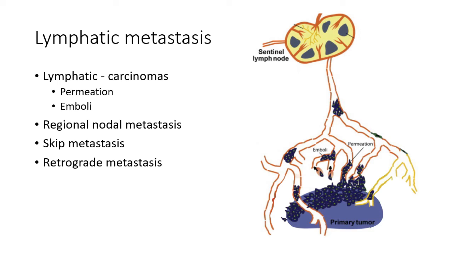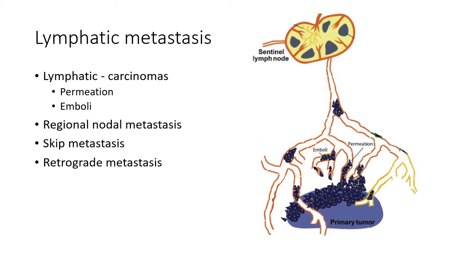In lymphatic emboli, what happens? Some part of the primary tumor gets detached and it is carried by the lymph to the draining lymph node and it grows there. This is lymphatic emboli. So invariably the node which drains the area of tumor is affected, and this is called regional nodal metastasis.